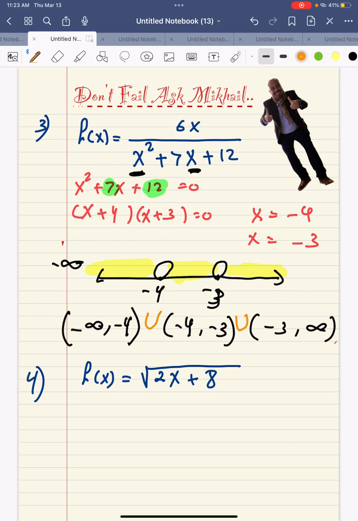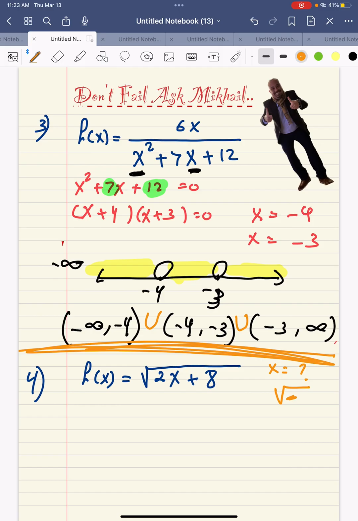Now, for the next one here, I'm looking for what x can be to make the radical not negative. Meaning, I need the radical to be positive, not negative. So I make the entire radical greater than or equal to 0, because this could be 0. Radical 0 equals 0. So I make it greater than or equal to 0.